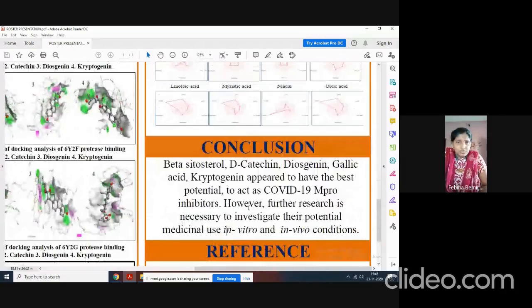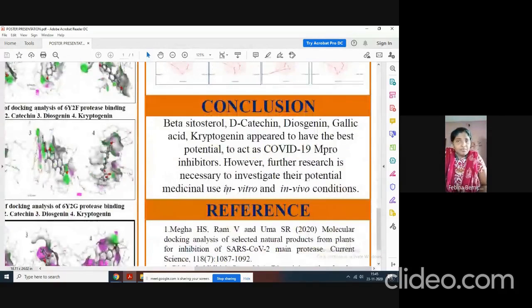All the compounds which I selected in the study have some kind of interaction between the main protease of corona and the ligand, but beta-sitosterol, catechin, diosgenin, gallic acid, and cryptogenin appear to have the best potential to act as COVID-19 main protease inhibitors. However, further research is necessary to investigate their potential medicinal use in in vitro and in vivo conditions.